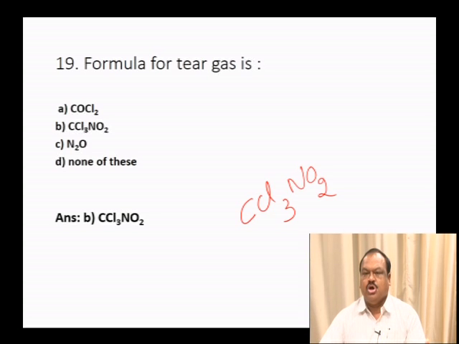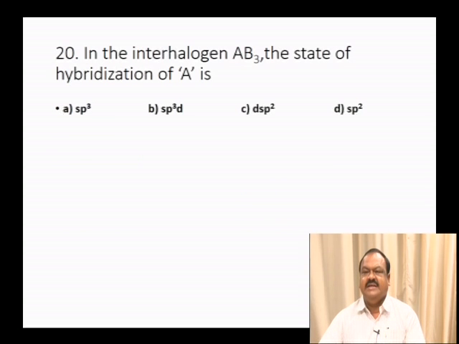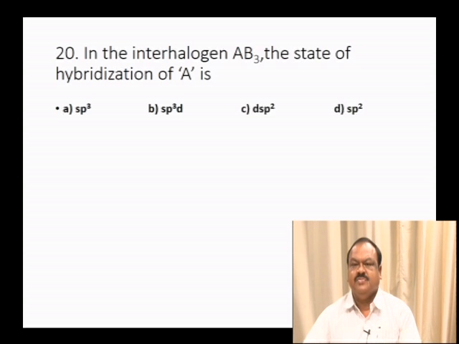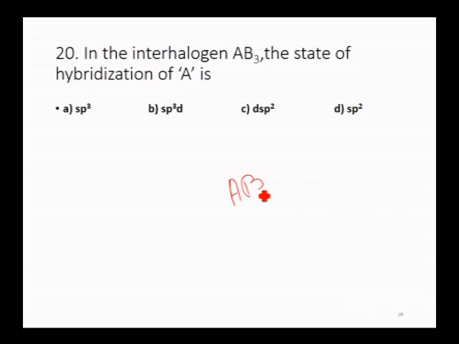As you know, COCl2 is carbonyl chloride, a highly poisonous gas. N2O is nitrous oxide gas. In the interhalogen AB3, the state of hybridization of A is, as per the synopsis, sp3d. AB3, sp3d is the hybridization. So answer is B.